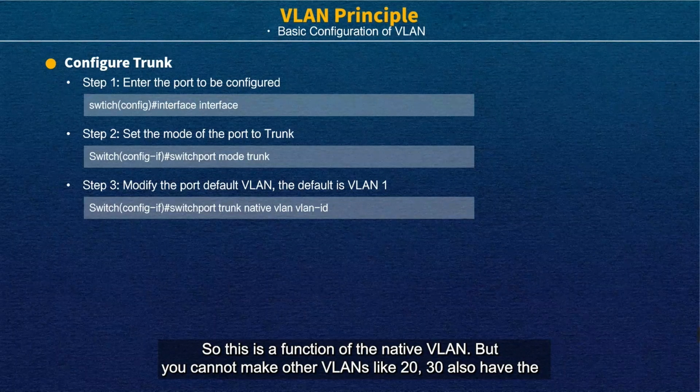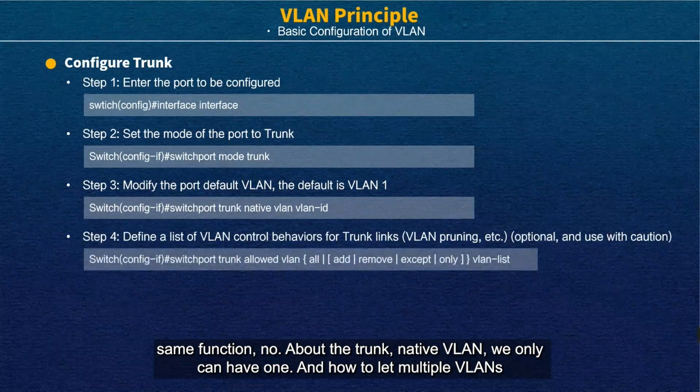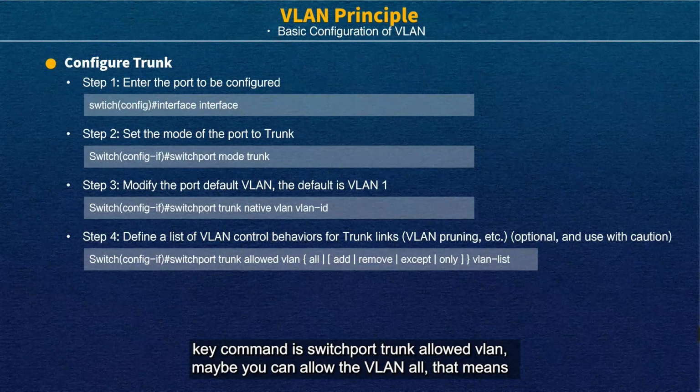So this is the function of the native VLAN. But you cannot make other VLANs like 20 and 30 have the same function. No, about the trunk, the native VLAN can only have one. And how do you let multiple VLANs pass through this interface? You have to define which VLANs can pass through. And the key command is switch trunk allow VLAN.